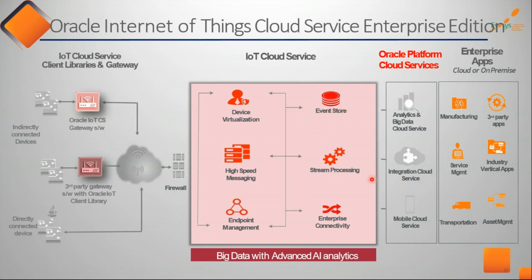And once this data is available within the Oracle IoT platform, it sits on top of big data, which has inbuilt advanced AI analytics. You can extend this to Oracle Analytics Cloud and Big Data Cloud Service, integrate with the backend system through Integration Cloud, and have it on Mobile Cloud Service to have a mobile view in real time of how your assets are performing. It will integrate with your on-premise or cloud applications for each of your business verticals.